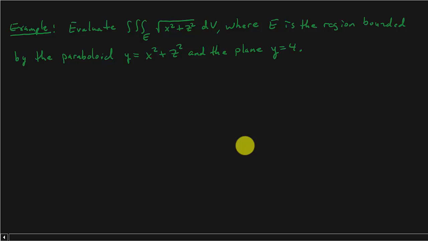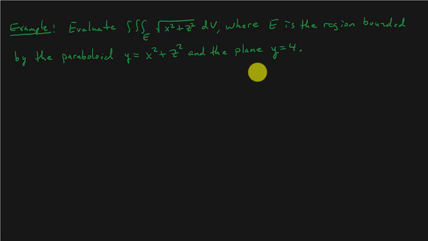All right, so let's take a look at this next example. It says evaluate the triple integral over the region E of square root of x squared plus z squared dV, where E is the region bounded by the paraboloid y equals x squared plus z squared and the plane y equals 4. All right, so first thing we want to do is let's go ahead and draw a picture.